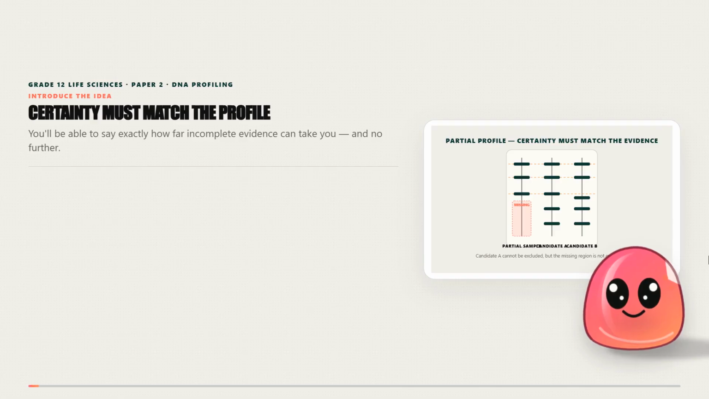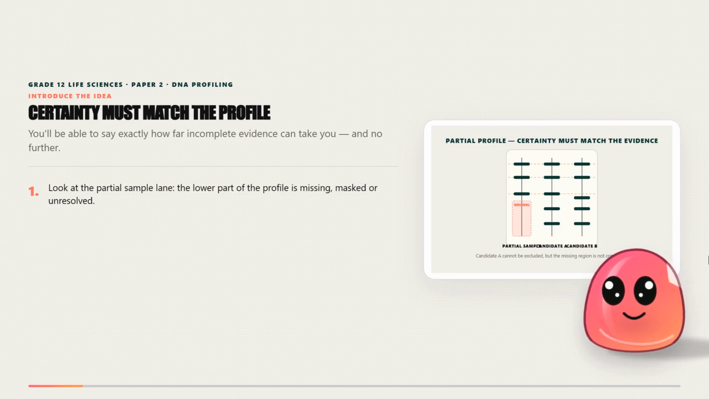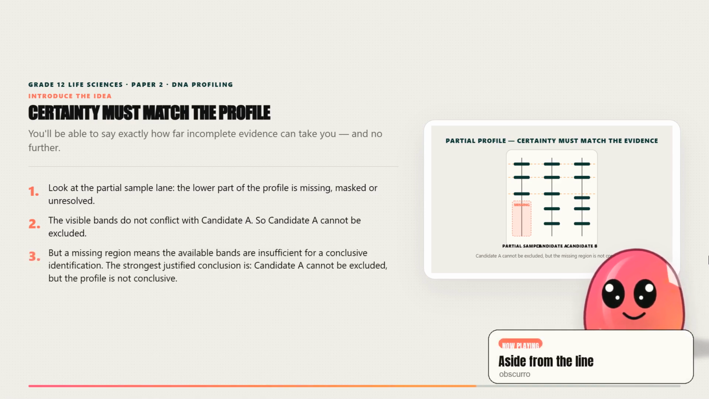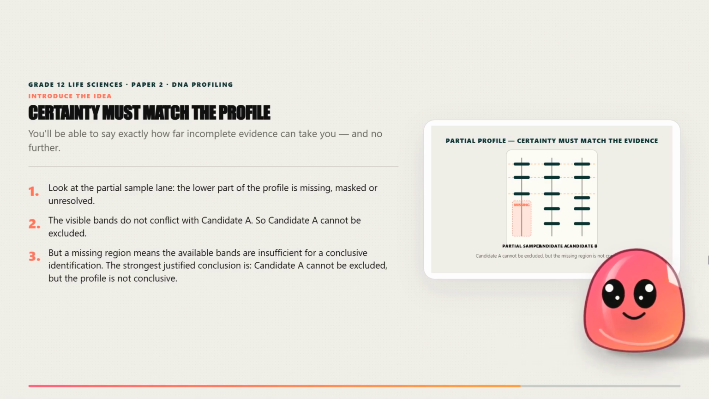Not every profile is complete. Look at the partial sample: the lower part is missing, masked or unresolved. The visible bands do not conflict with candidate A, so candidate A cannot be excluded. But the missing region means the available bands are insufficient for a conclusive identification. The strongest justified conclusion is exactly that: candidate A cannot be excluded, but the profile is not conclusive.